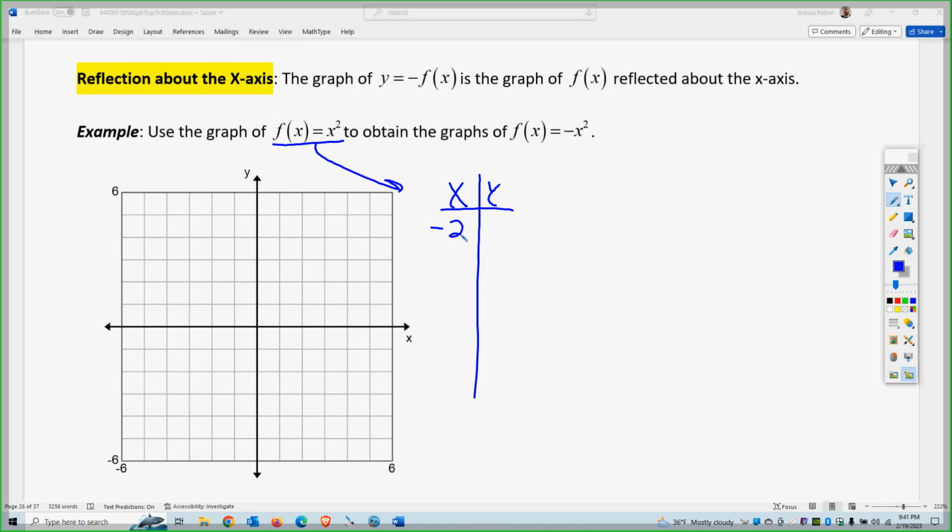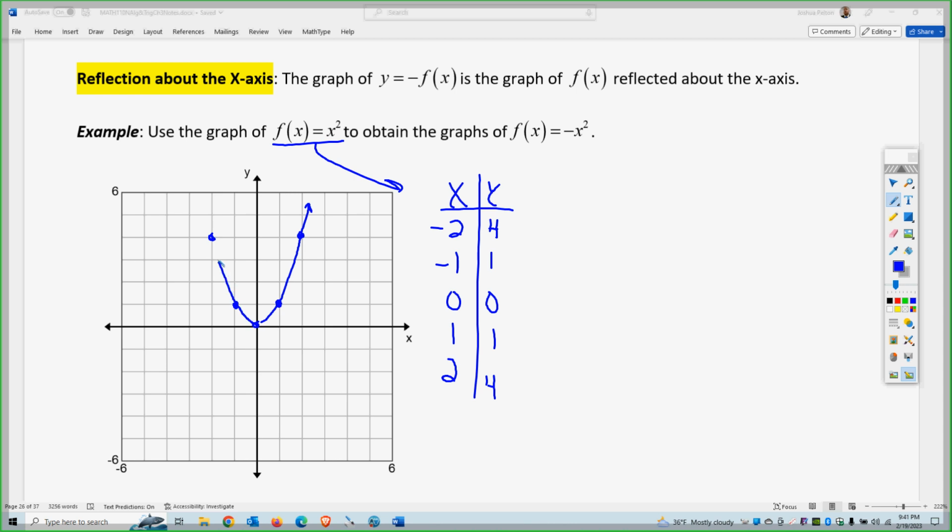So plug in -2, -1, 0, 1, 2, things that are close to the origin. So I get 4, 1, 0, 1, and 4. Right, square all those numbers, that's what you get. So the points are (0, 0), (1, 1), (2, 4), and (-1, 1), (-2, 4).